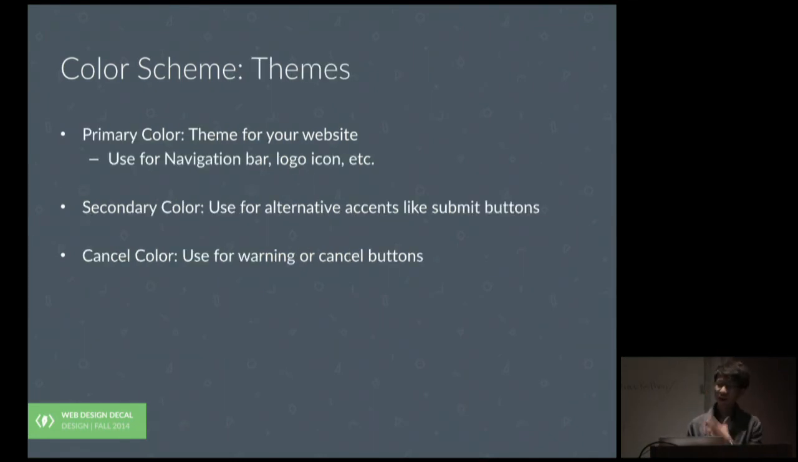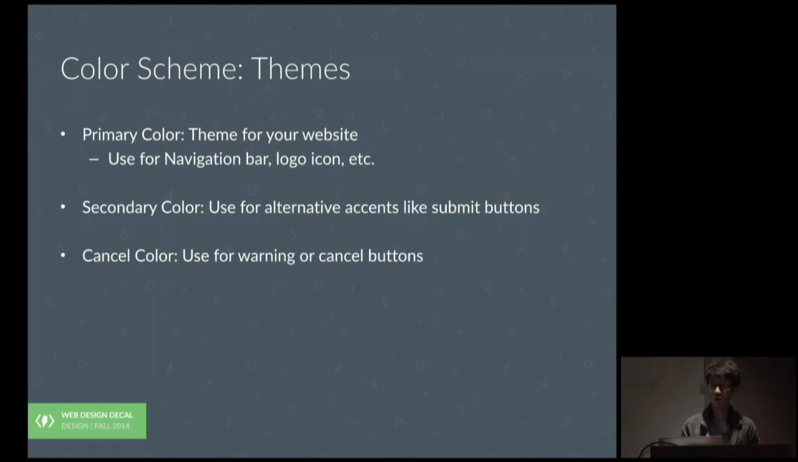There are 5 main components to a color scheme. Number 1 is the primary color. This is the theme for your website. For IMDb, right now, their primary color is yellow. For Tinder, it's red. For Facebook, it's blue. Primary color is a theme, so you should choose this one primary color first.